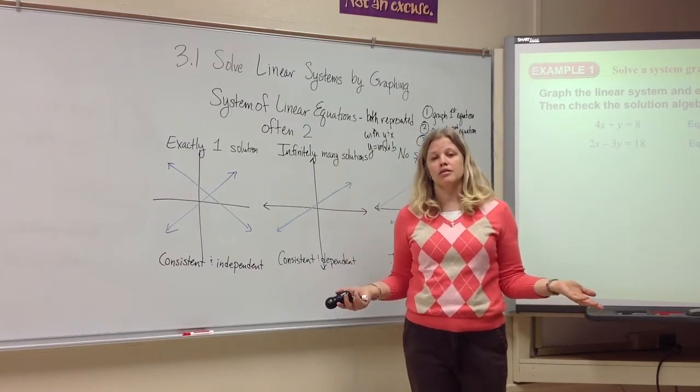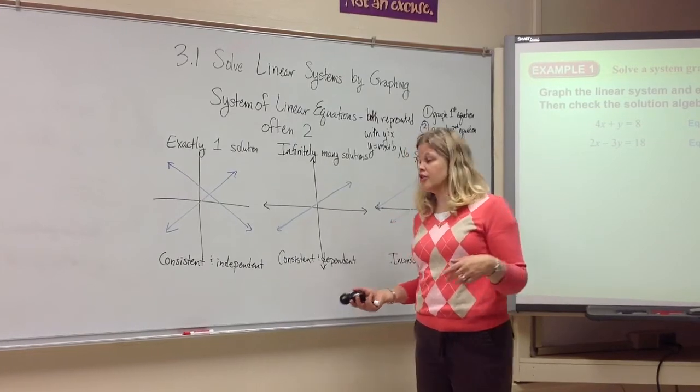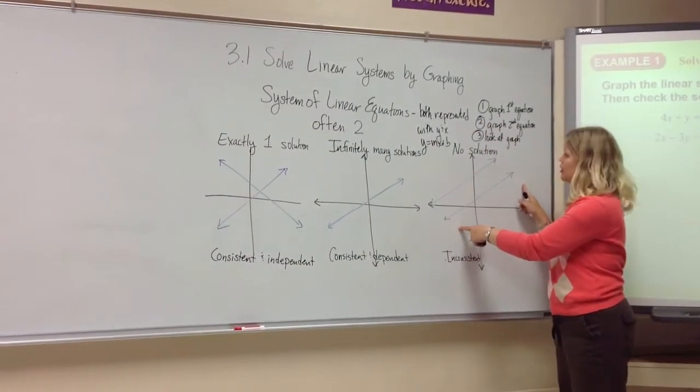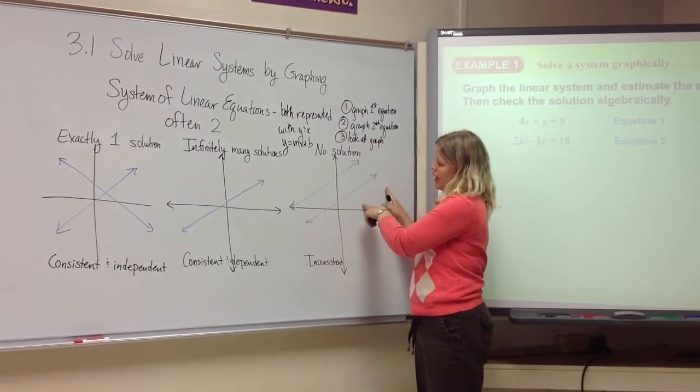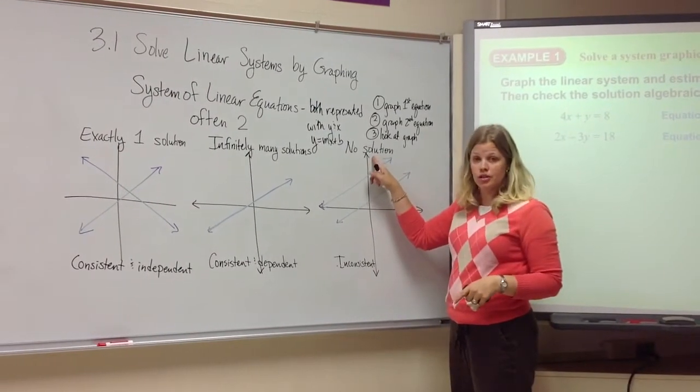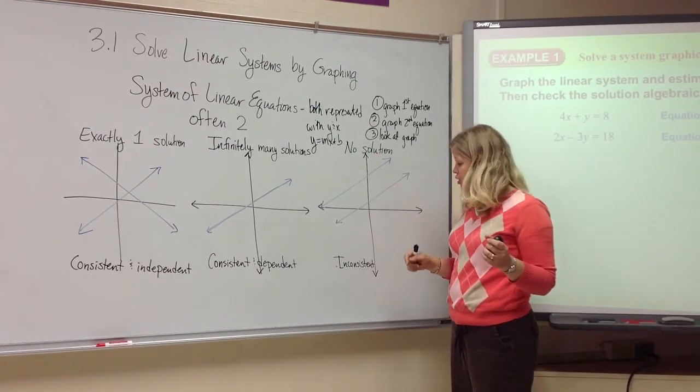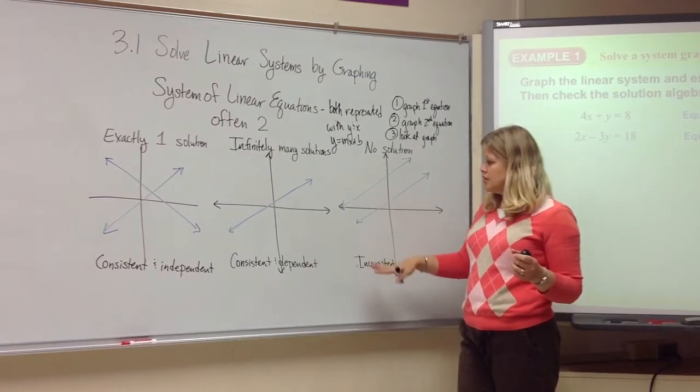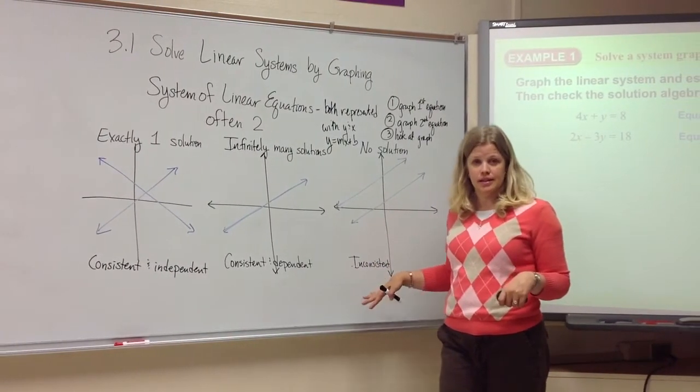The last thing that can happen: the lines can cross, the lines can lay on top of each other. What's the other thing? Oh, that's right, they never cross. So here's that example. These are two parallel lines, and it's no solution because we know parallel lines never cross. If there's no solutions, we call it inconsistent.